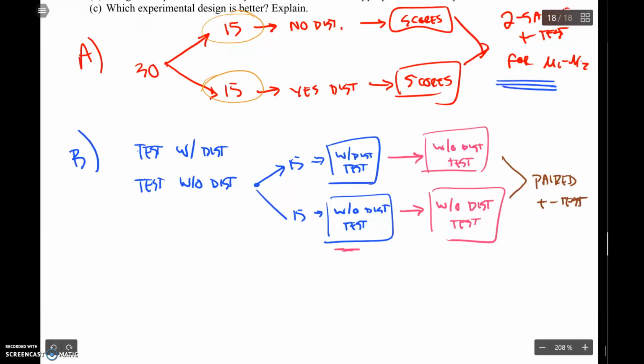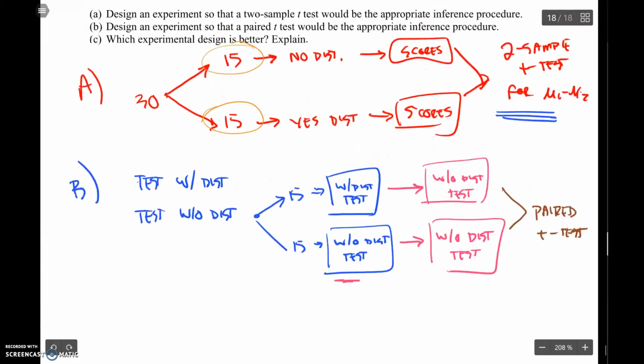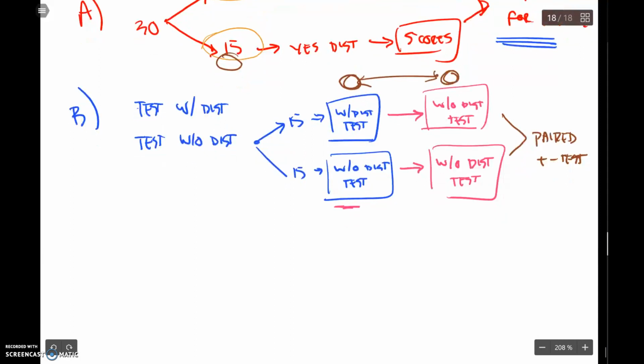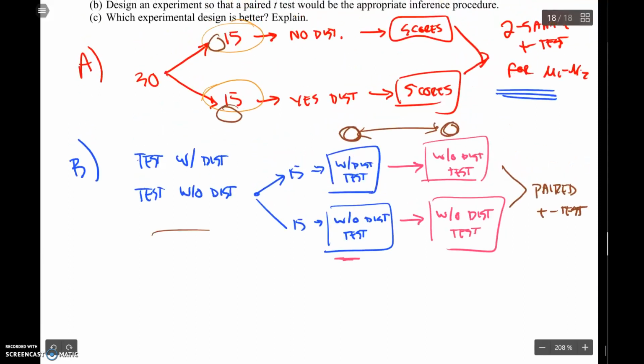I'm going to look at the difference in these two. This is going to have more power because I'm not comparing Johnny's test grade to Susie's test grade. I'm comparing Johnny's test with distraction to Johnny's test without distraction. So, nobody's more like Johnny than Johnny. So you're reducing a lot of that variability. This should give you a more powerful test.